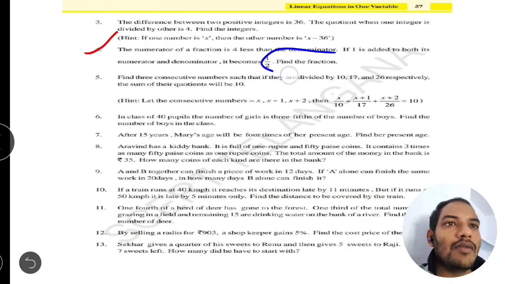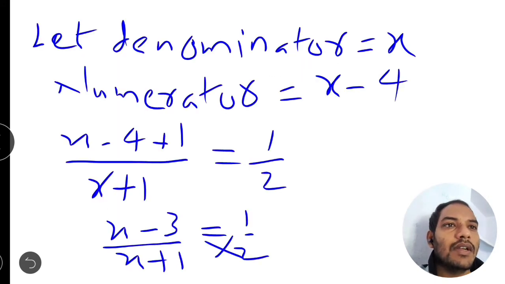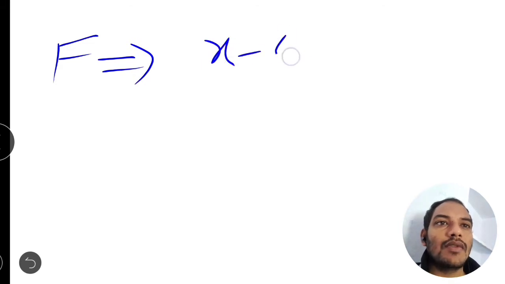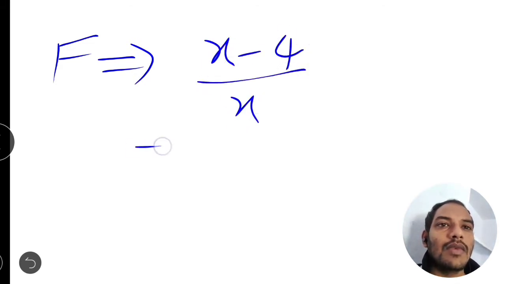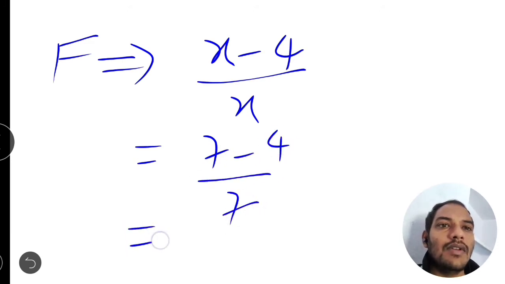Now we need to find the fraction. What is the fraction? The numerator is x minus 4 and the denominator is x. So the required fraction is x minus 4 divided by x, with x value 7: 7 minus 4 divided by 7. 7 minus 4 is 3, so the fraction is 3 by 7.